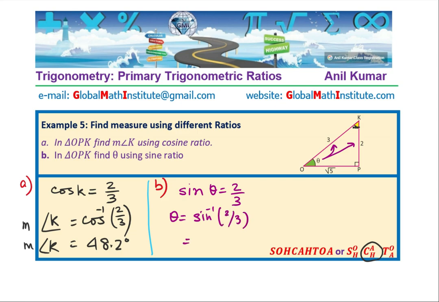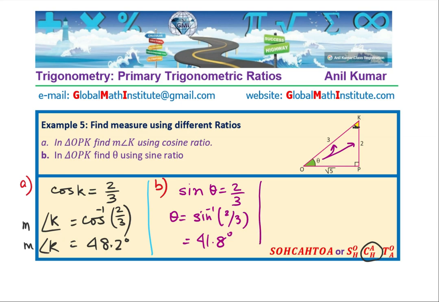Correct. So go back to your calculator, shift sine inverse 2 divided by 3, bracket close, equals. You get 41.81. So I could write this as 41.8, in degrees. So that is how we are going to do it. Perfect. So we found both the angles this time, 41.8 and 48.2.